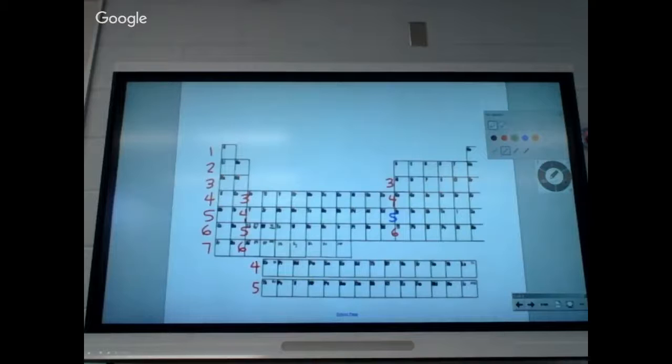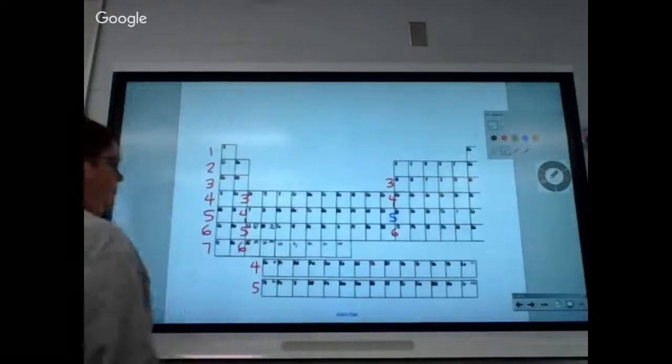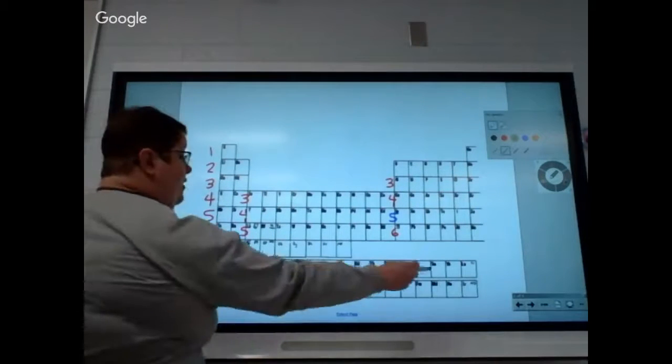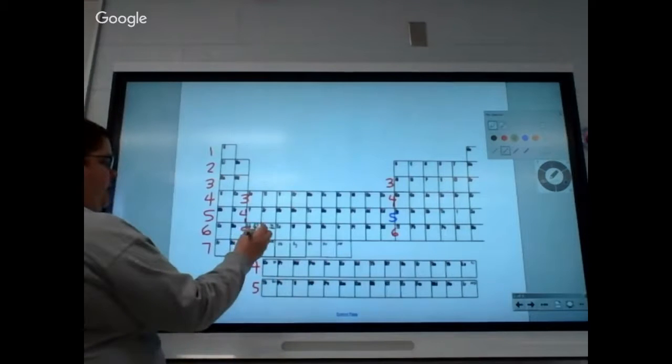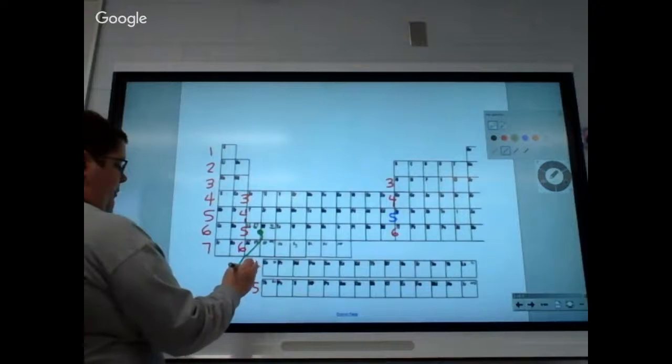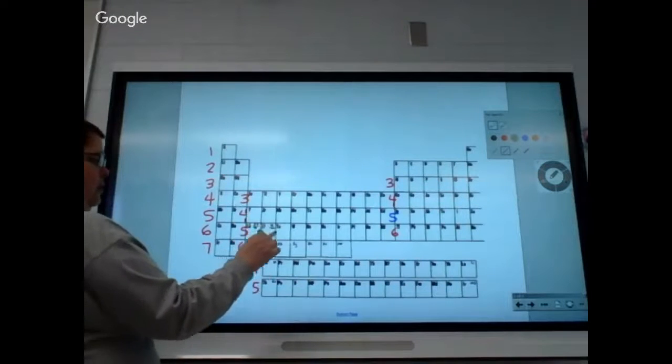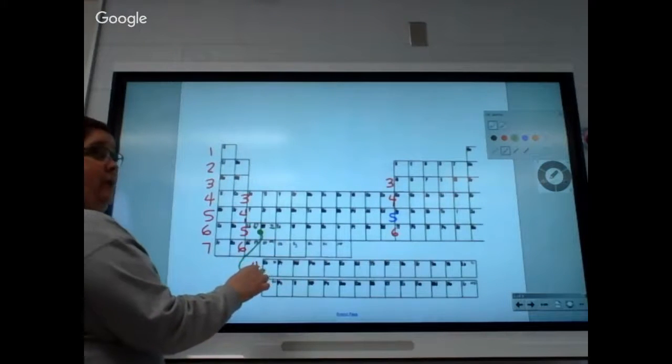At number 57, we have to read down to number 58. So where is number 58? Number 58 is down here at the bottom. So I'm just going to draw a little circle. I'm going to draw an arrow down here. Because when we get to the circle, we have to come down here to the bottom of the periodic table.